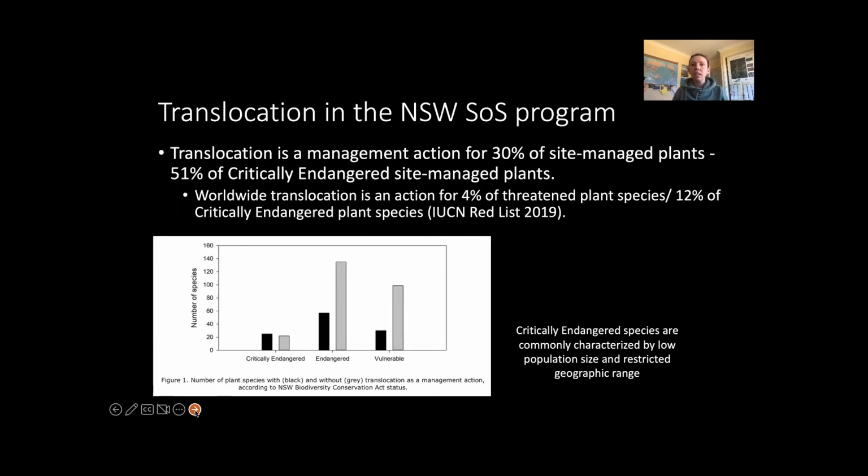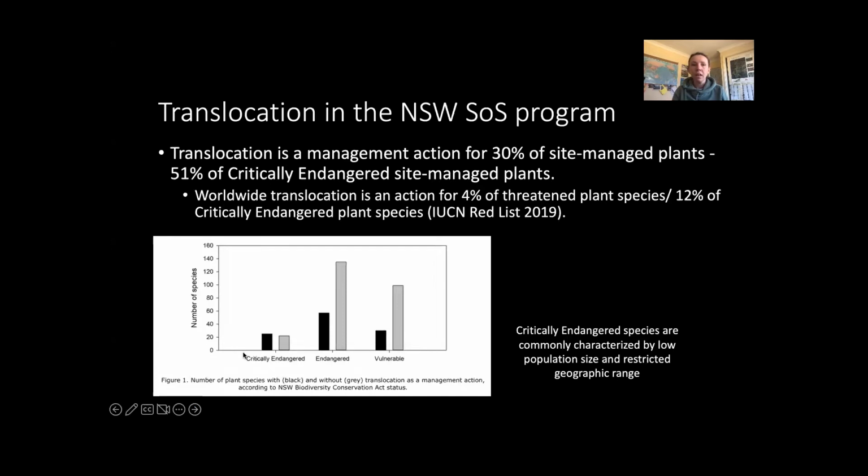So, translocation in the New South Wales Saving Our Species program. Translocation was surprisingly listed as a management action for 30% of site managed plants. That's plants that are managed at a site-based scale, and 51% of critically endangered plants in the site managed program. Now these are really big numbers because worldwide translocation was only listed as an action for 4% of threatened plant species on the IUCN Red List, or 12% of critically endangered plant species. So in Australia already we're doing translocations at a much higher rate than globally.